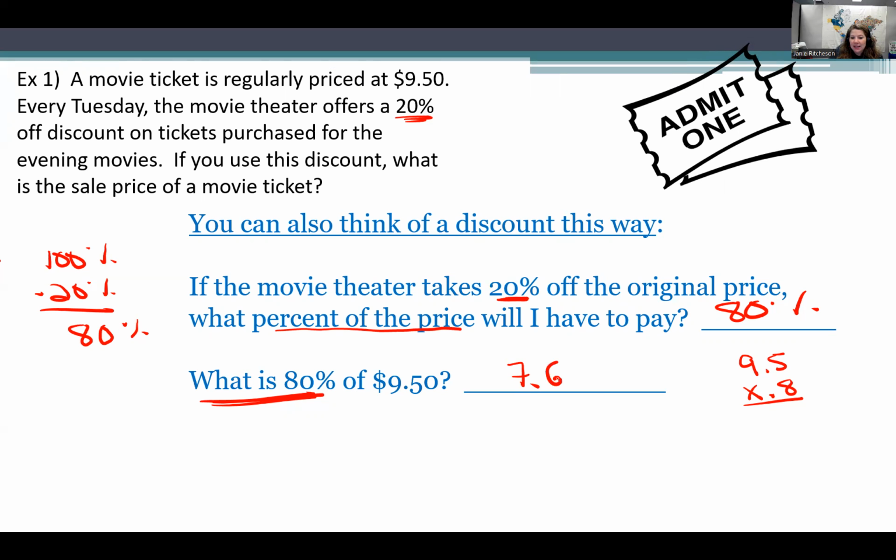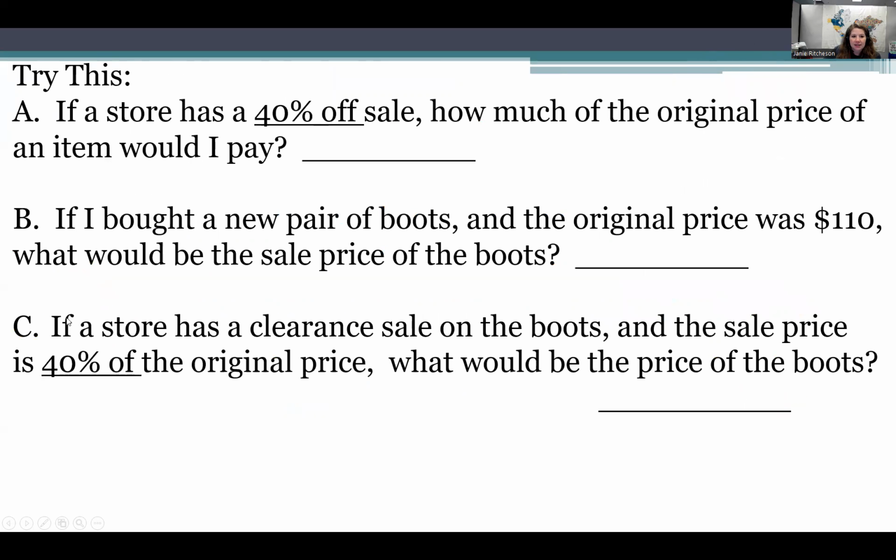All right, so do you see how we did that in one step instead of two steps? If they're taking 20% off, that means you're subtracting 20% from 100% of the price. Look at this one. If a store has a 40% off sale, how much of the original price of an item would I pay? Well, if the original item is 100% of the price, we're taking away 40% of the price, which means we're going to pay 60% of the original price.